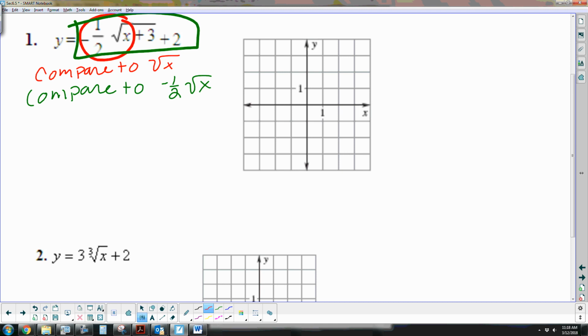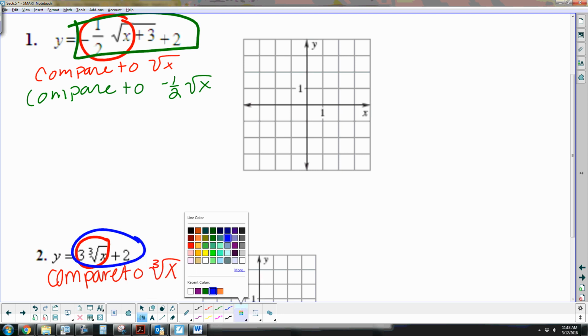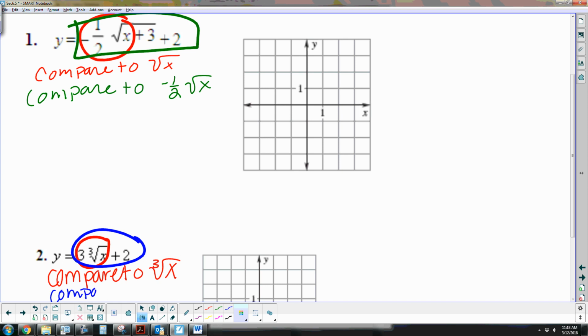And same thing down here. How does this compare to the cubed root of x? And how does this whole thing compare to 3 times the cubed root of x? And that's x plus 0.